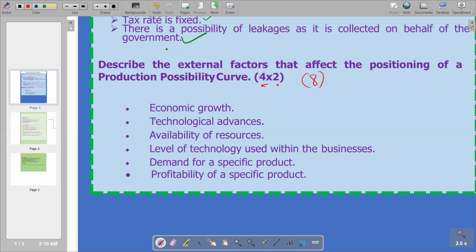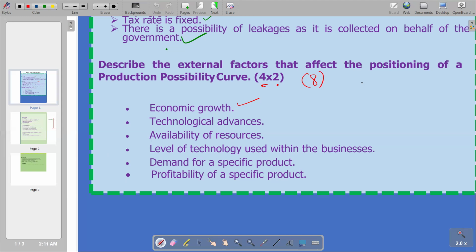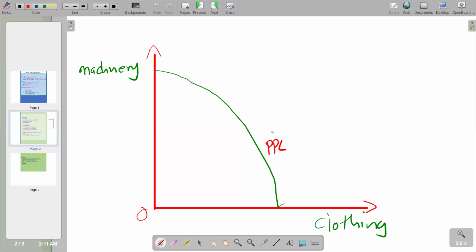One of the external factors that affect the production possibility curve is economic growth. Remember, this is a typical PPC, the production possibility curve. If its position changes, which is what the question is asking about, it means the production possibility curve is either going to shift inwards or shift outwards.